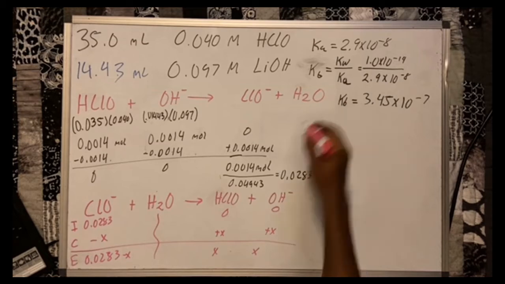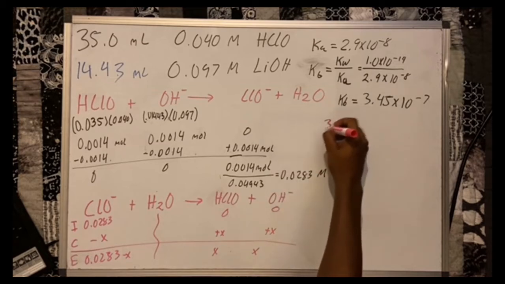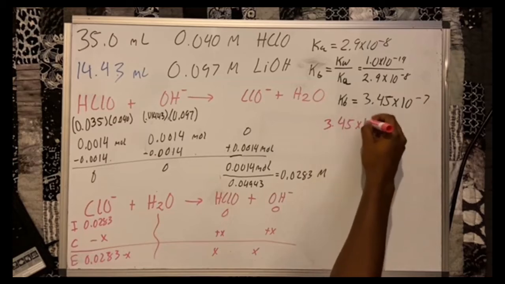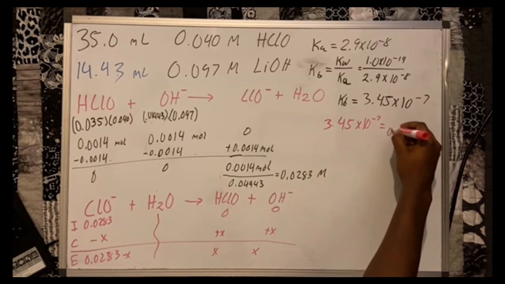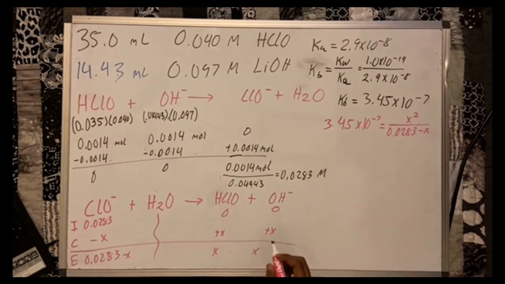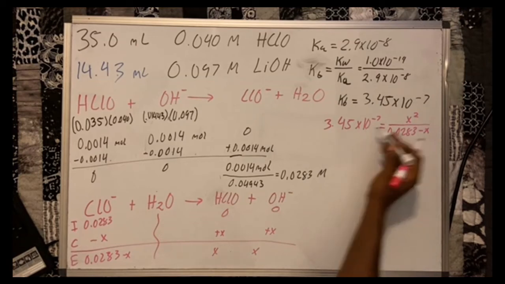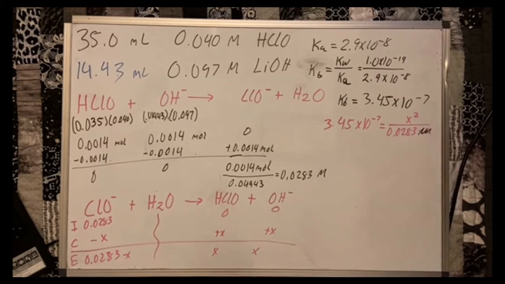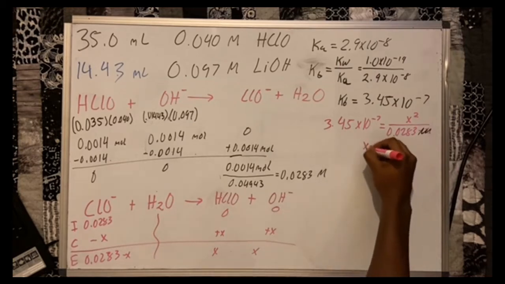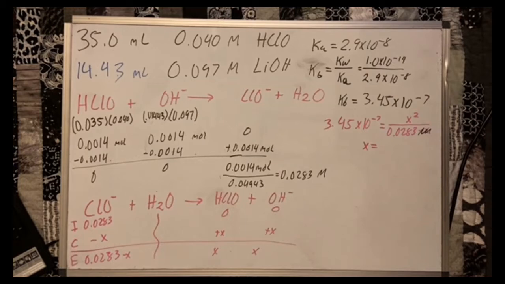Go over here. So now I do my KB: 3.45 times 10 to the negative 7 equals x squared over 0.0283 minus x. Oof. We're rolling. Okay. X is small, 10 to the negative 7 compared to 10 to the negative 2, that's greater than 4 orders. Get rid of this guy right there. Okay. Now we solve for x. Hopefully not mess it up this time. Taking the square root this time.